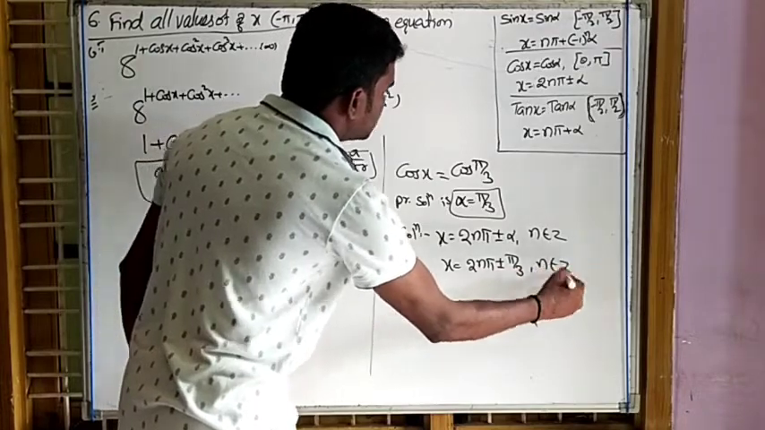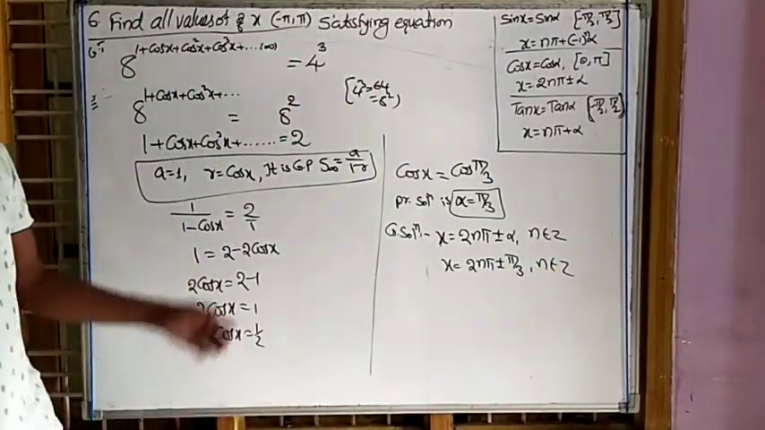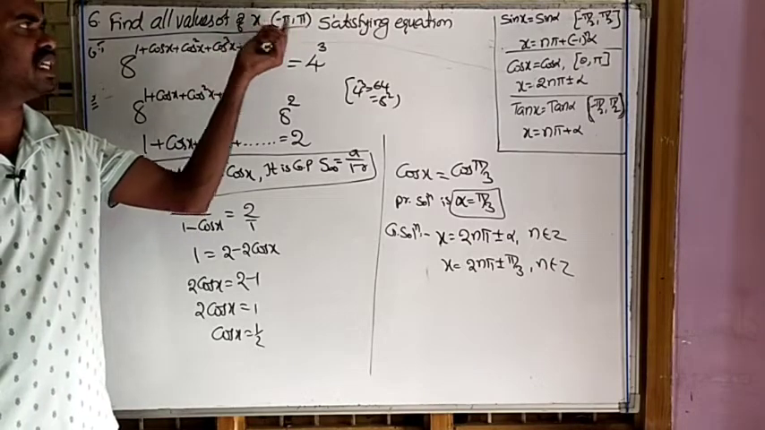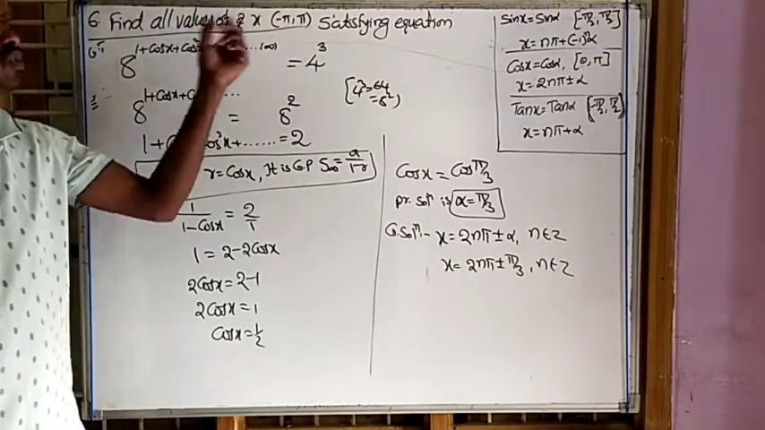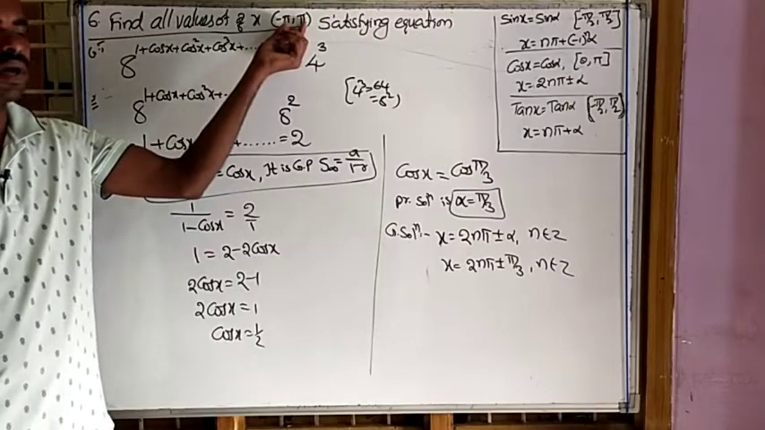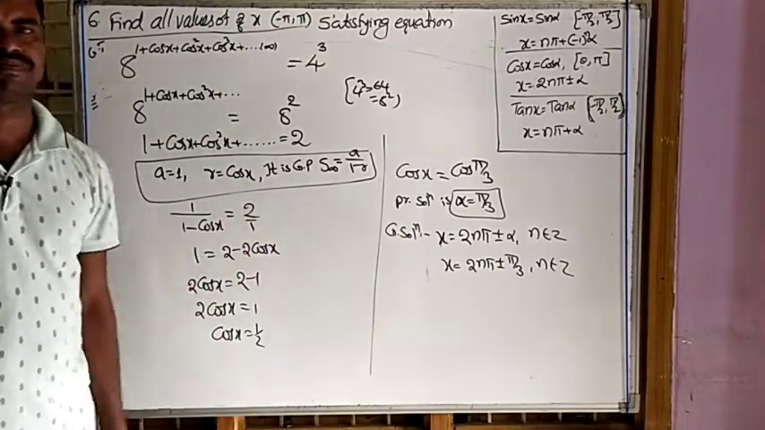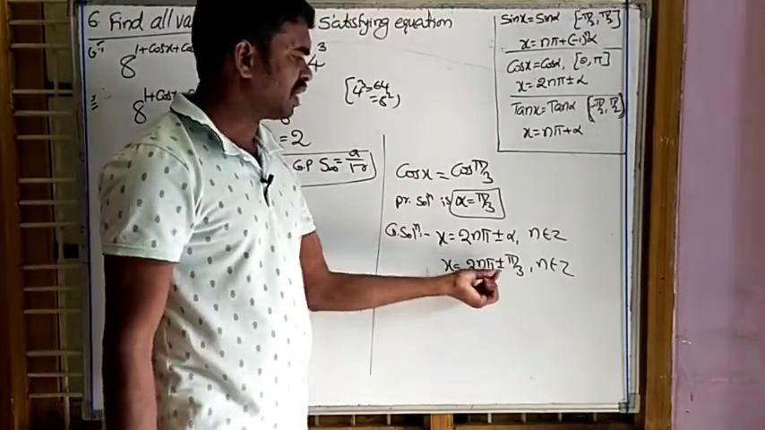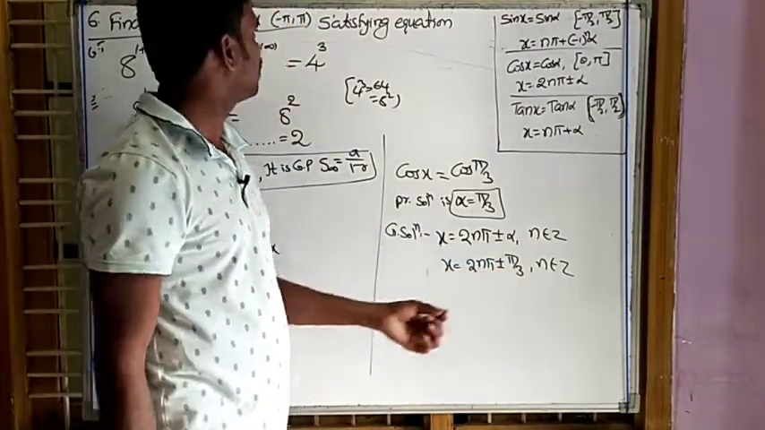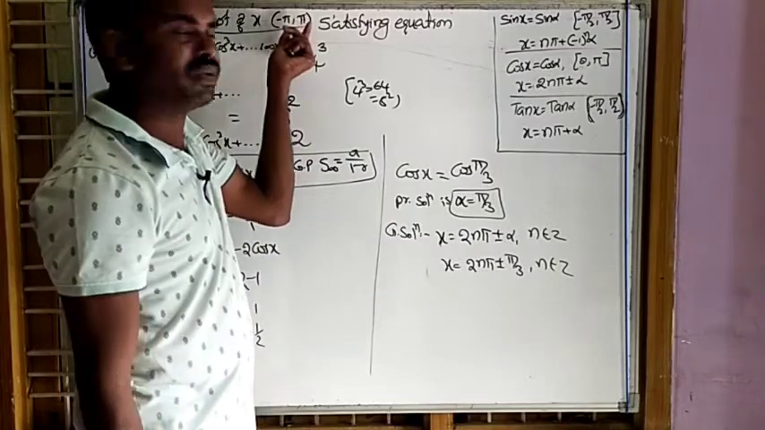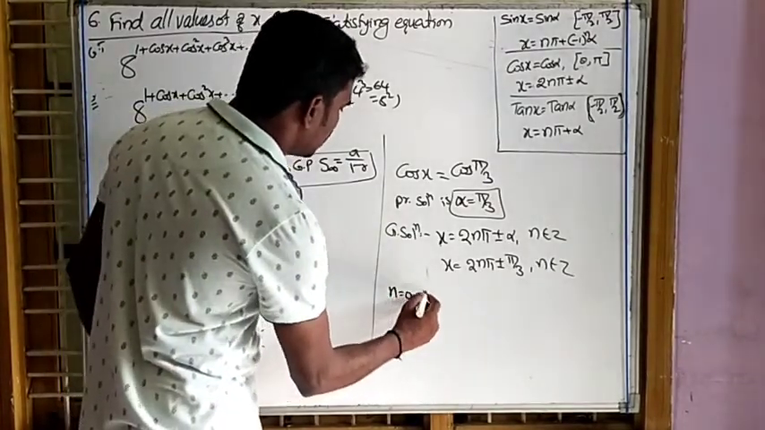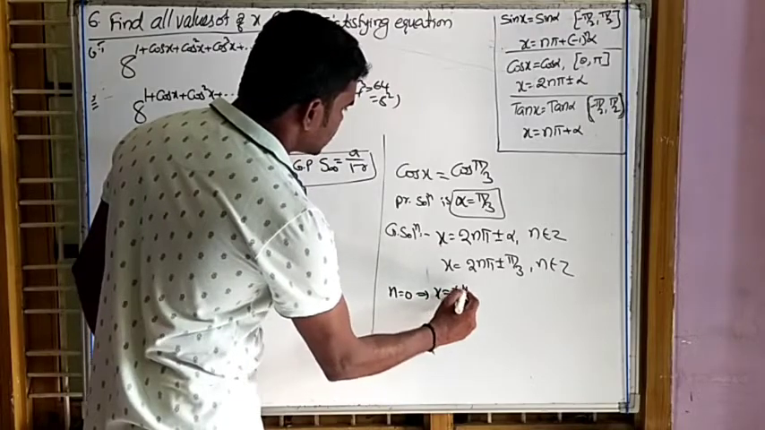Okay, but this is not the final answer, because here also, like in the previous question, he mentioned the condition of x: it is between minus pi to pi. So in between minus pi to pi, what are the solutions? That is the question. If we take n equal to 0, we get plus pi by 3 and minus pi by 3. Both come between minus pi and pi. Okay, n equal to 0, then x is equal to plus or minus pi by 3.